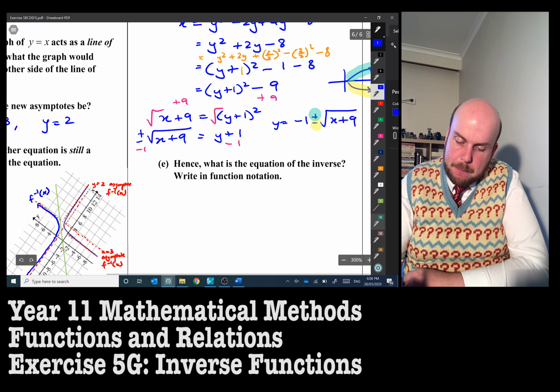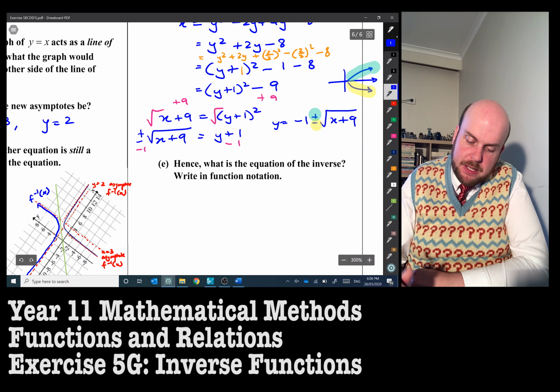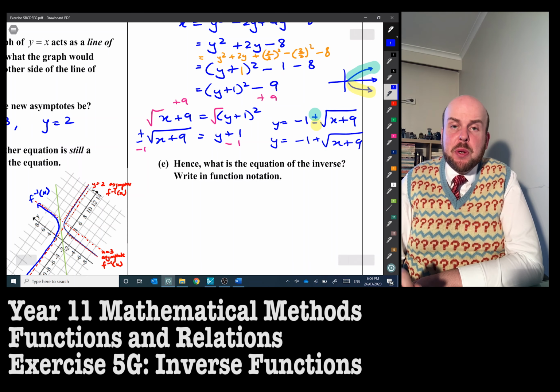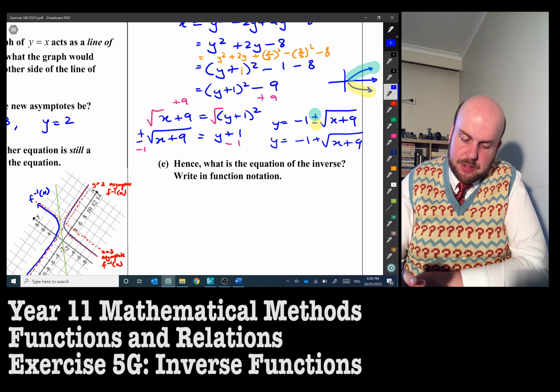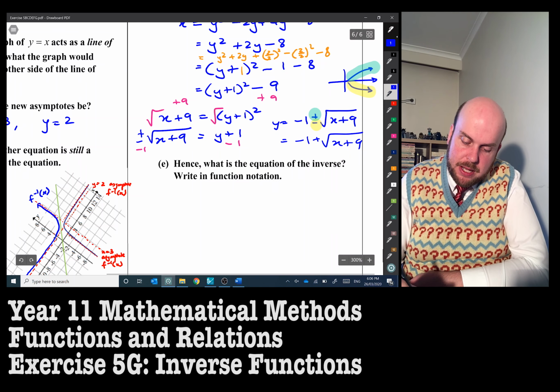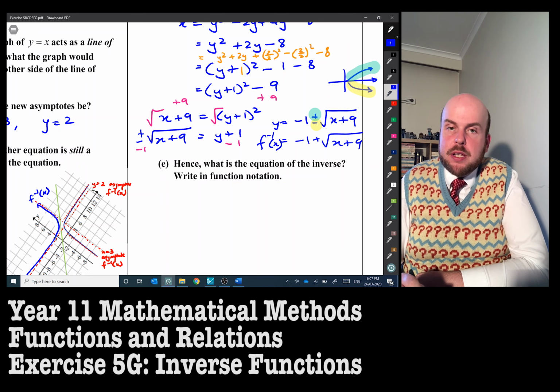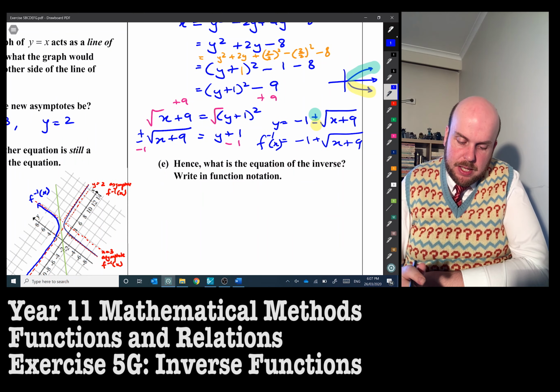So this is going to be y equals -1 plus the square root of x plus 9. You must be able to discern that. Now, I should get rid of that y and put the inverse function. Always label it as the inverse function.